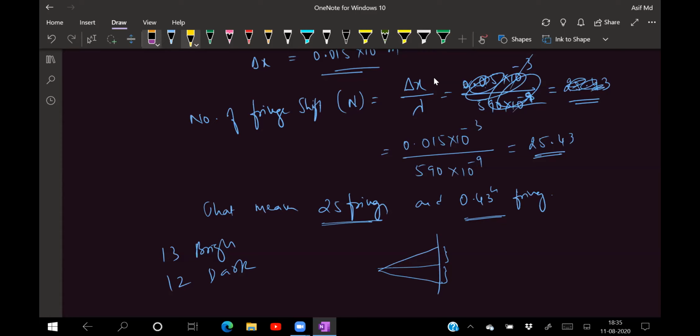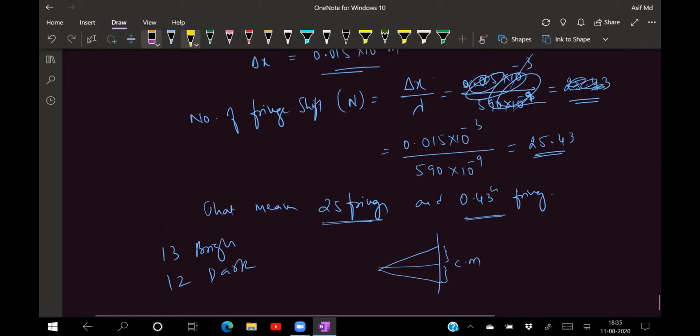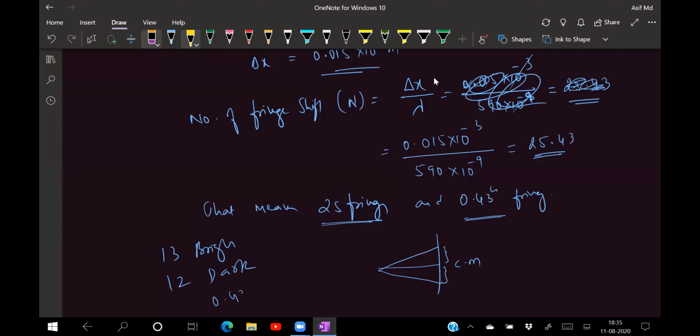వచ్చింది అందరికి? Why 13 bright? Because one center is nothing but central maxima. అంతేనా? ఎందుకంటే ఎన్ని బ్రైట్ అవుతాయో అన్ని డార్క్ పడాలి కదా మనకు. So if there are 13 bright, then there will be how many darks? 12 dark. So the position of the first maximum on both the sides will be equal to how much? 13 bright and 12 dark. And 0.4th will be what? The dark fringe only.